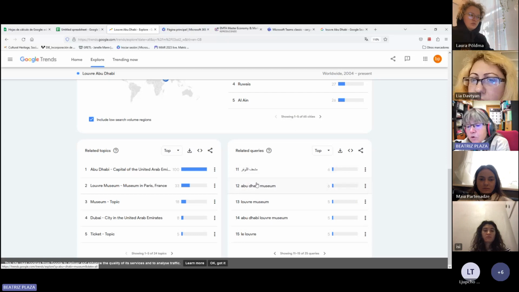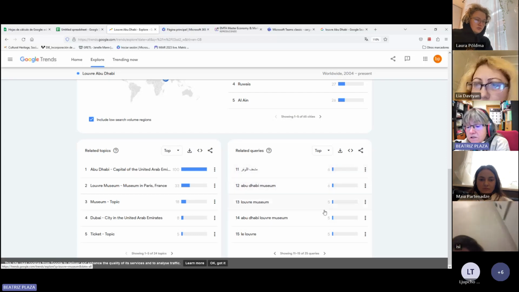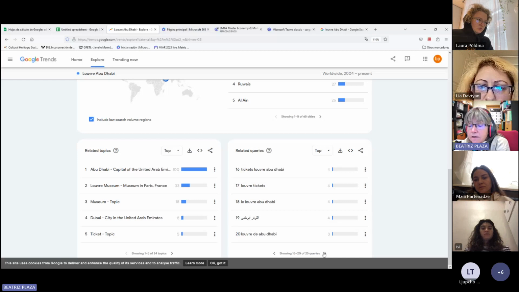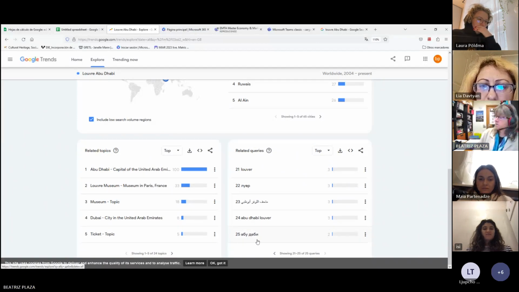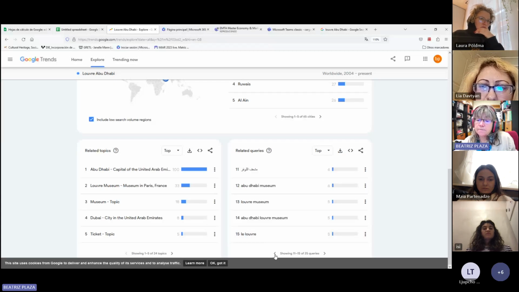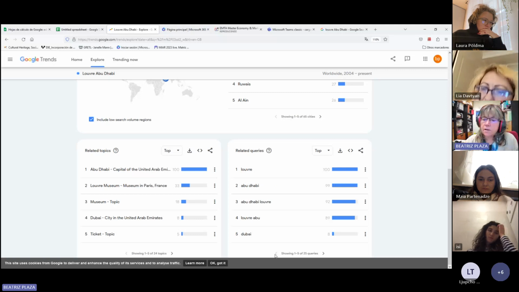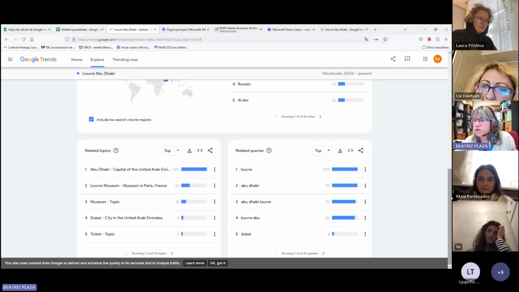Some Google in English, other ones Google in Arabic, and other ones Google in Cyrillic, that probably these are Russian, okay? Russian visitors that are visiting Abu Dhabi. Here you can see, through Google Trends, you can have a clue of who is Googling it and which language they are using, okay?